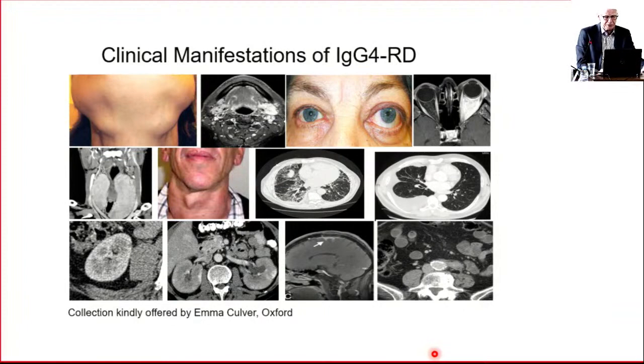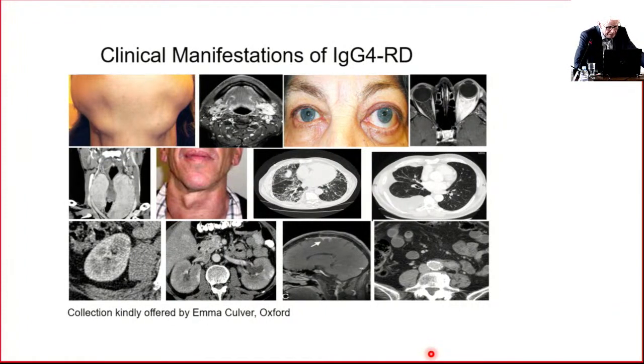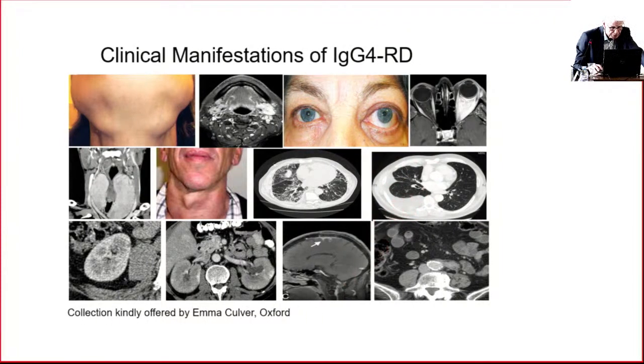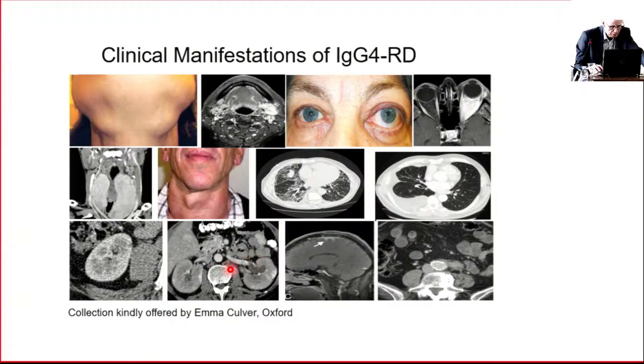Now, here are some of the clinical manifestations of the disease. I thank Emma Calder from Oxford for kindly offering me this collection. You can see submandibular swelling, orbital infiltrates in the left orbit, and this is a massive thyroiditis, very dense and hard. And then you have, of course, pulmonary infiltrates, pleural tumors, and you have retroperitoneal masses which eventually will compress the ureter so that you have a kidney problem with this mass.